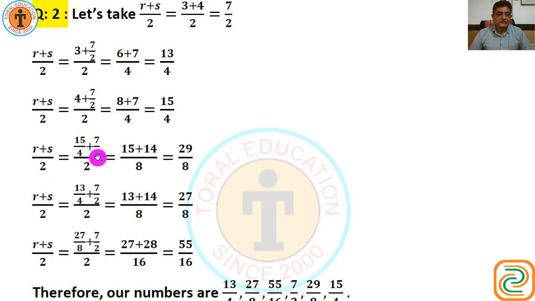Upon 2, 4 is the LCM. Then here it will be 15 plus 14, and 4 goes down. That is 4 2s are 8. So 15 plus 14 upon 8, that means 29 upon 8.